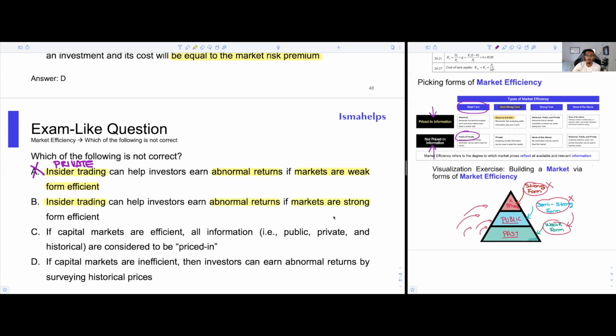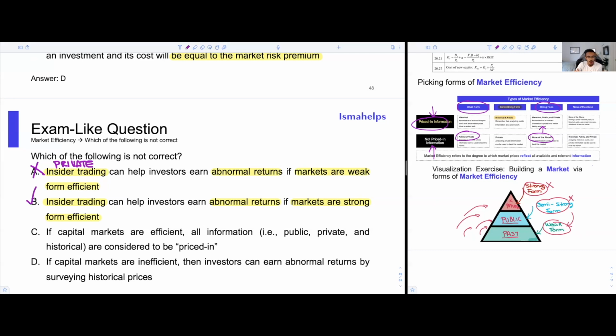Ooh, if markets are strong form efficient, we can jump straight back to our framework. Once again, we're dealing with private information. And we notice that under strong form market efficiency, historical information, public information, and private information are all priced in, such that none of them is not priced in. In other words, investors could not earn abnormal returns with any of those. So if you are in a strong form market efficiency, you can't get abnormal returns by using insider trading. And for that reason, this is incorrect, and this is actually what we're looking for.